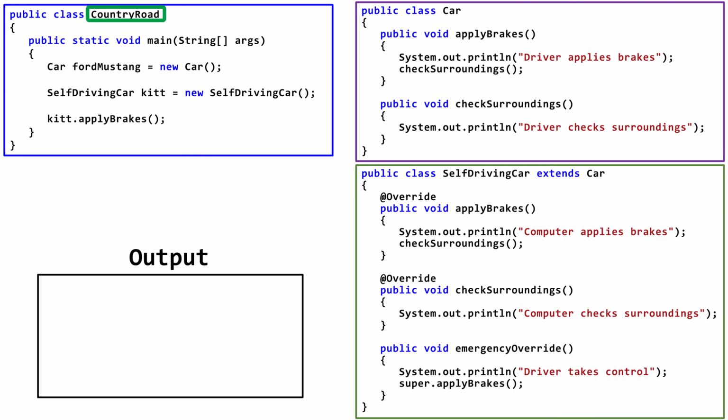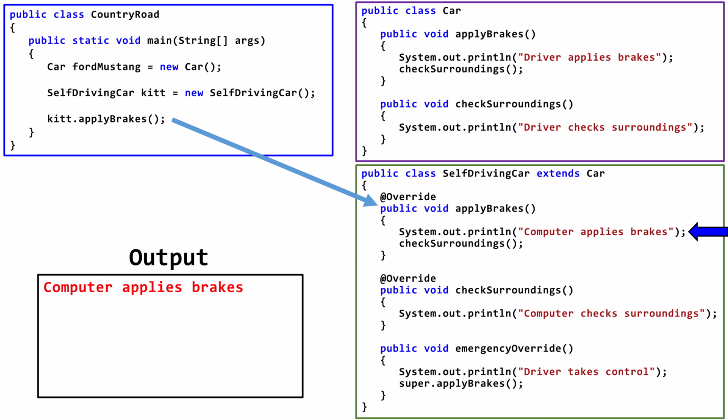Let's look at the CountryRoad class. The first two lines in the main method are the same. We declare and initialize the fordMustang and kit variables. This time, on the third line, we call applyBrakes from the kit variable. We have two possible applyBrakes methods we might call. Looking back at the earlier code, we see that kit is pointing at a SelfDrivingCar object, so we'll use the most recent version of that method, which is in the SelfDrivingCar class.